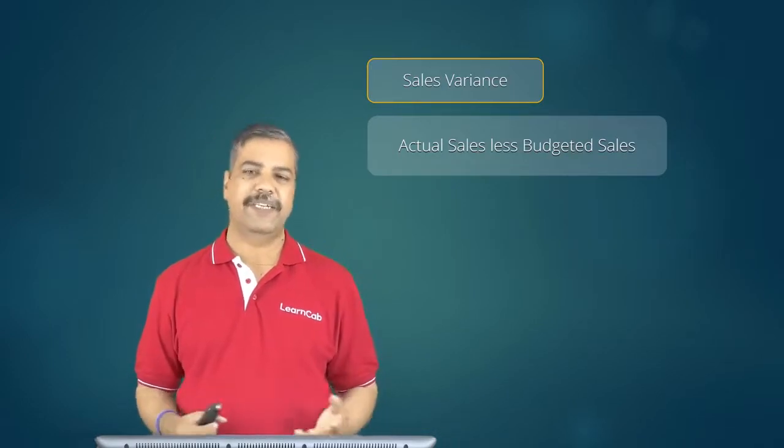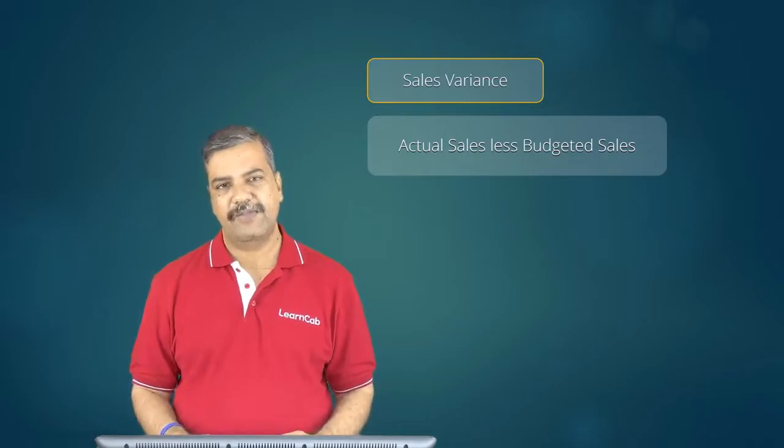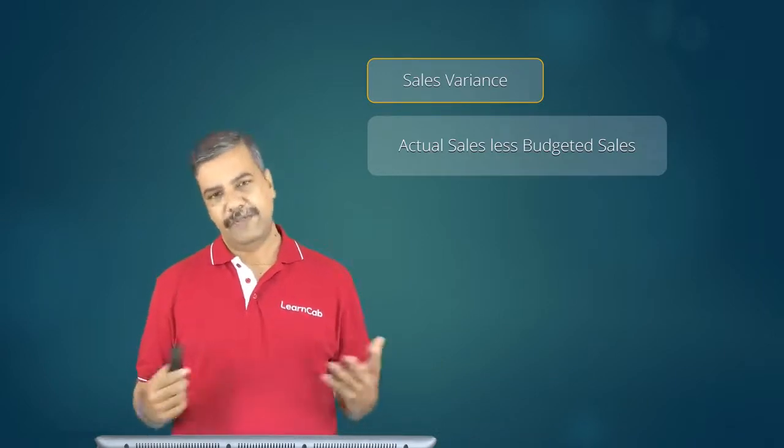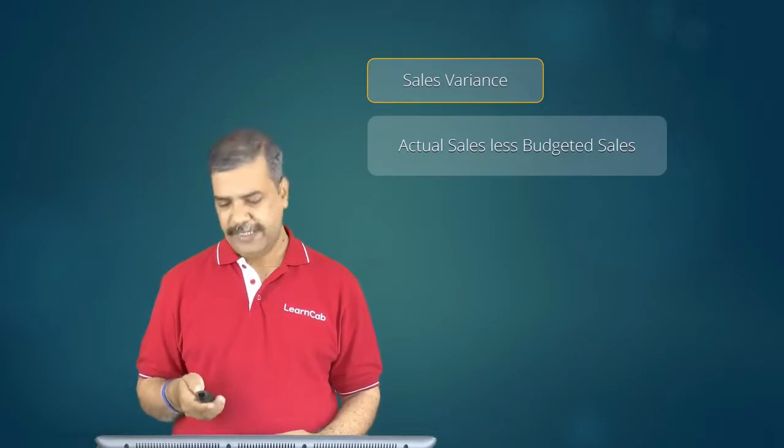You prepare a sales budget, right? You know that. So where did you stand? How did you fix your standard for sales? What is the volume of sales you wanted to achieve and what have you actually achieved? The difference between actual sales and budgeted sales is the sales variance.